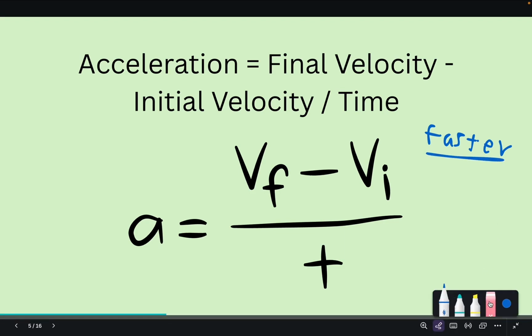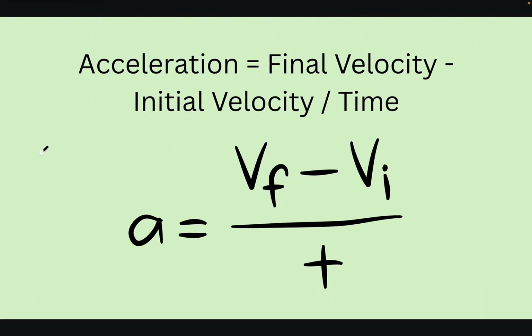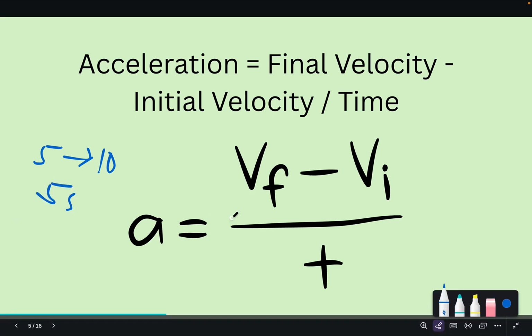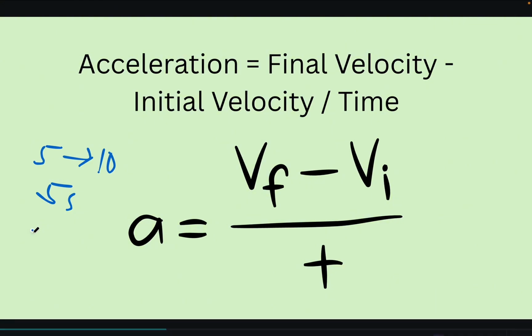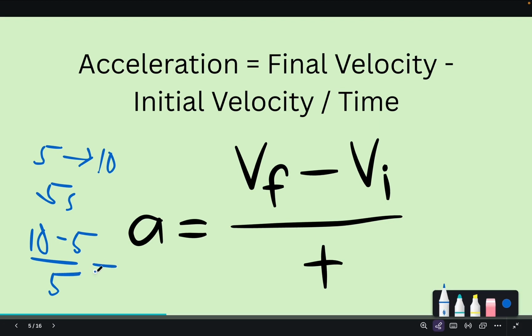To show you an example of why that's important, let's take a problem, right? Let's say that there's a car, let's say this car went from 5 meters per second to 10 meters per second in 5 seconds. Now, inputting that into the formula, you'd get something that looks like this. 10 minus 5 over 5 is equal to acceleration.